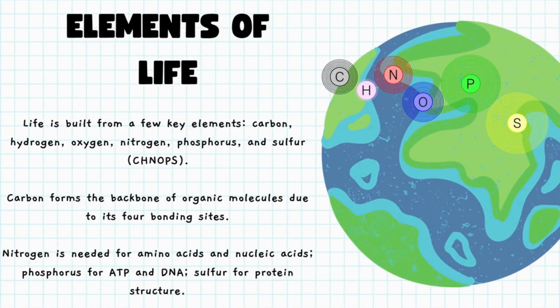Life is built from just 6 key elements: C, H, N, O, P, and S. Carbon is the backbone because it can make 4 bonds. Nitrogen and phosphorus are huge for building DNA and proteins, and sulfur helps shape some proteins too. Basically, these 6 elements are the building blocks of everything living.